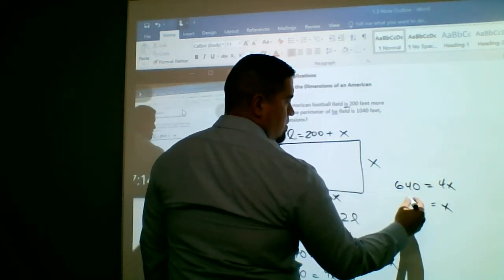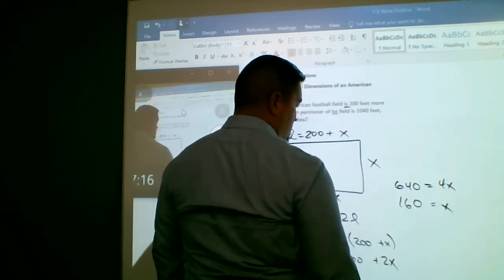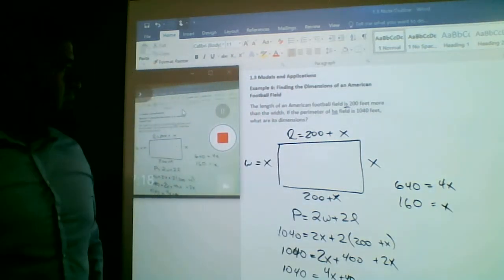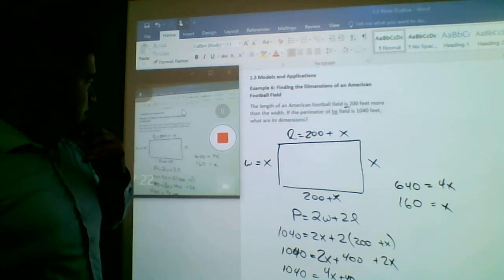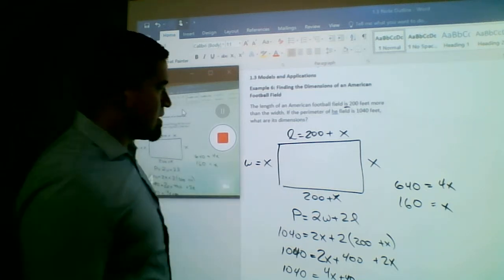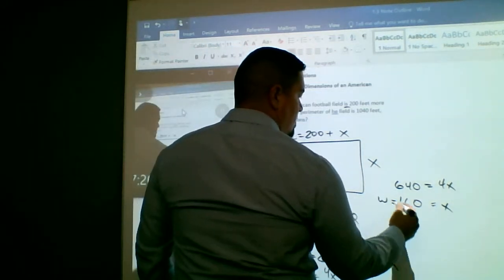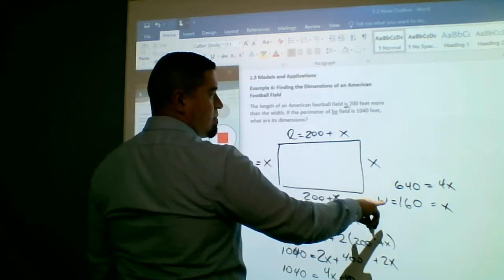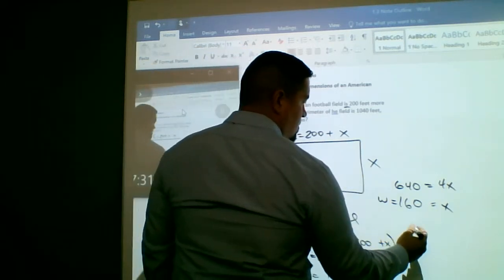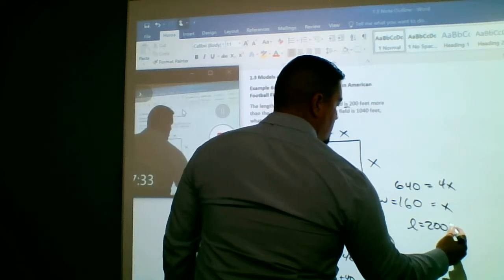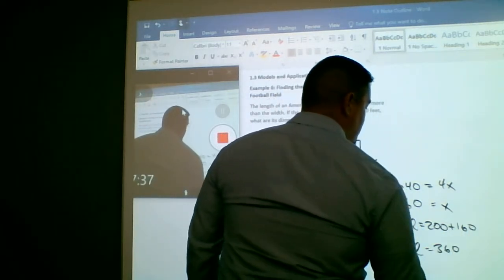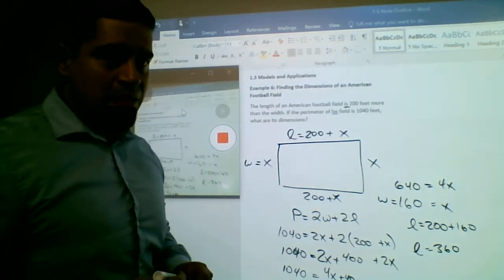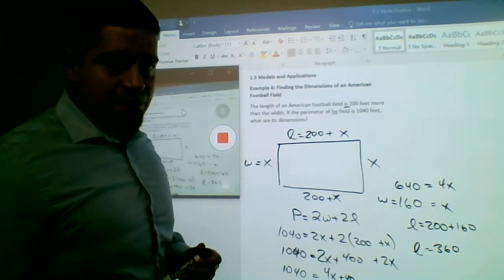That's 160. So x is 160. Now notice it did ask for the dimensions, so I've got to make sure to answer that. Well, I have the width, 160, but what about the length? 200 plus x. So the length equals 200 plus 160, which is 360. Okay, and that's your answer. Okay, so that's it for this video. Thank you.